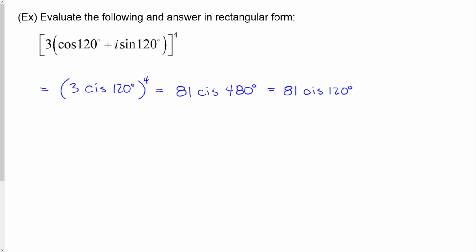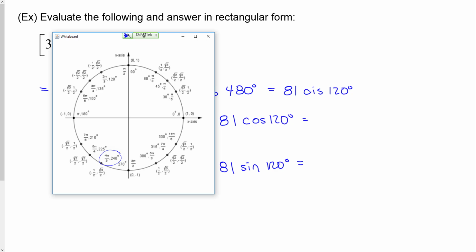Now to convert that into something that is rectangular, I need to get the x component and the y component. So the x component is going to be 81 cosine 120 degrees, the y component would be 81 sine 120 degrees. So the cosine of 120 degrees is negative 1/2, so 81 times negative 1/2. The sine of 120 degrees is root 3 over 2, so 81 times root 3 over 2.